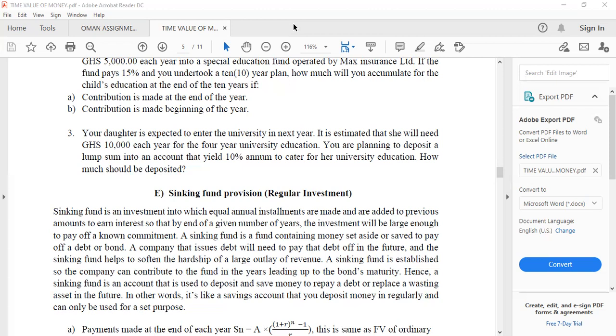So you say, okay, I want to buy a car or I want to build a house at the end of 5 years. So I'm going to have an investment where I'll be putting money at the end of every year towards that particular 5-year plan. That is what we call the sinking fund.